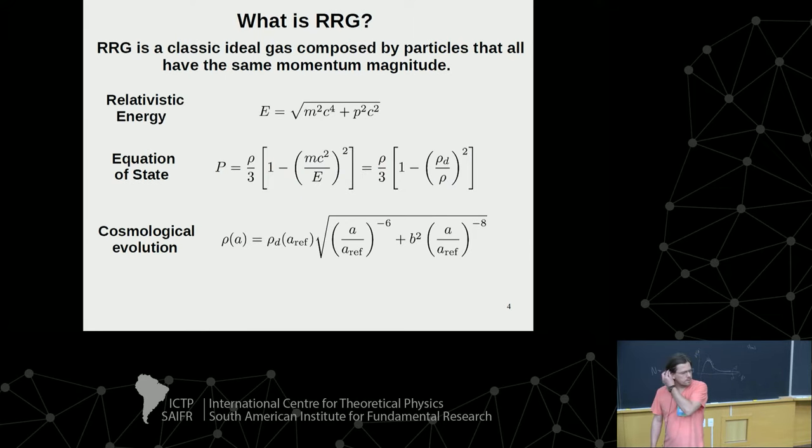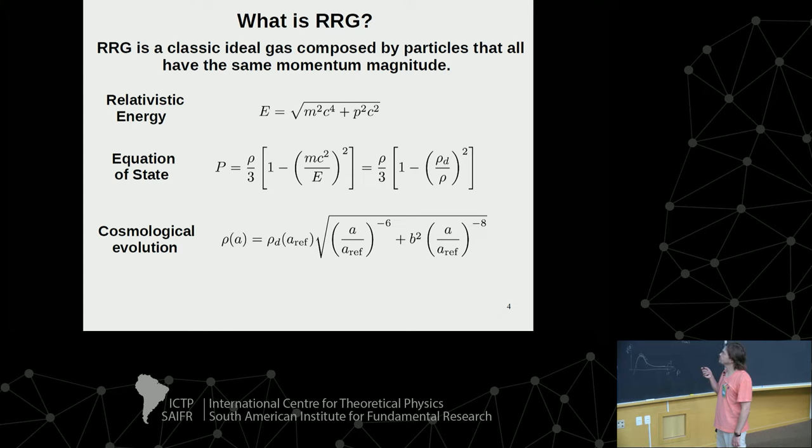Okay, so this is the main idea of RRG. It's a gas where all the particles have the same momentum magnitude. So you have the relativistic energy, you take the momentum from here, and then you make just basic kinetic theory. You compute the pressure that these particles make on some wall. This is the kind of expressions you get in terms of rest mass and total energy. From this, you can define some rho d, which is a rest mass energy density, and the total energy. So this is the equation of state we are going to use for most purposes.